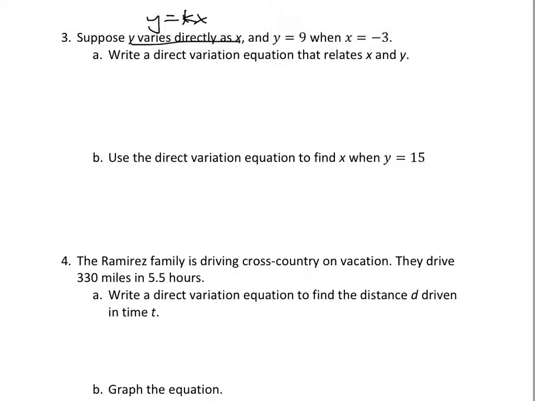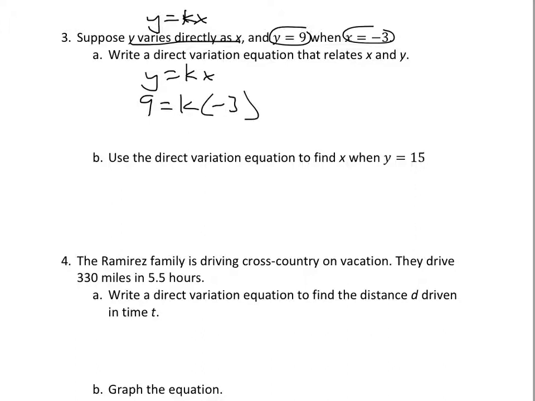Suppose y varies directly as x and y equals 9 when x equals negative 3. Okay, so that's giving us a y and an x, which we could just plug into our equation. So what we're going to do is we've got y equals kx. We know that y equals 9 and x equals negative 3. Okay, we want to find what k is.